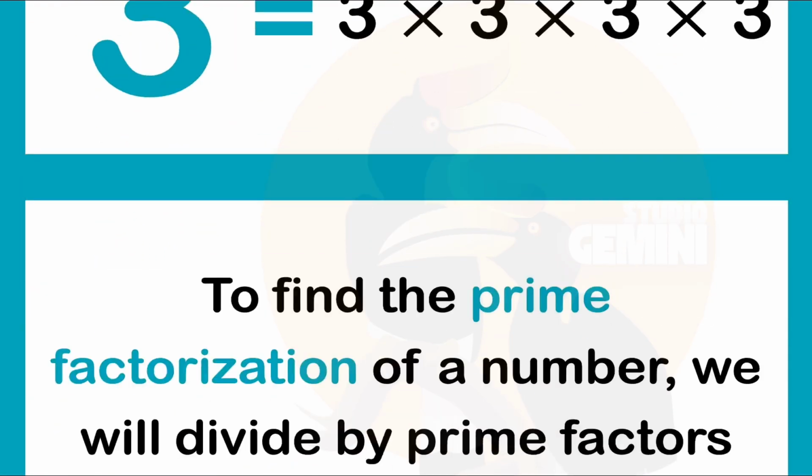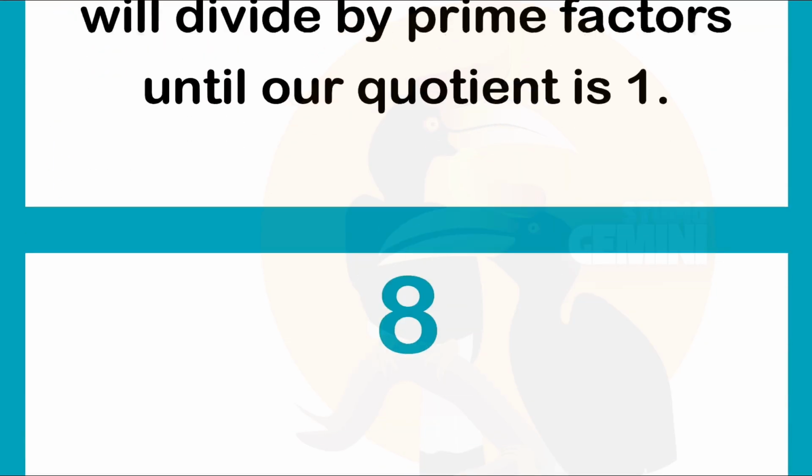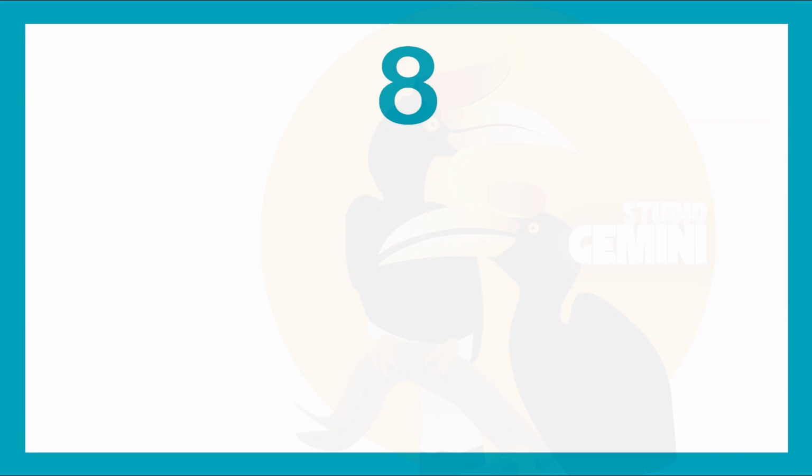To find the prime factorization of a number, we will divide by prime factors until our quotient is 1. Let's find the prime factorization of 8 and write our answer using exponents. Remember, we will be dividing by prime numbers until we reach a quotient of 1. What prime number is 8 divisible by? 8 is divisible by the prime number 2. 8 divided by 2 equals 4.